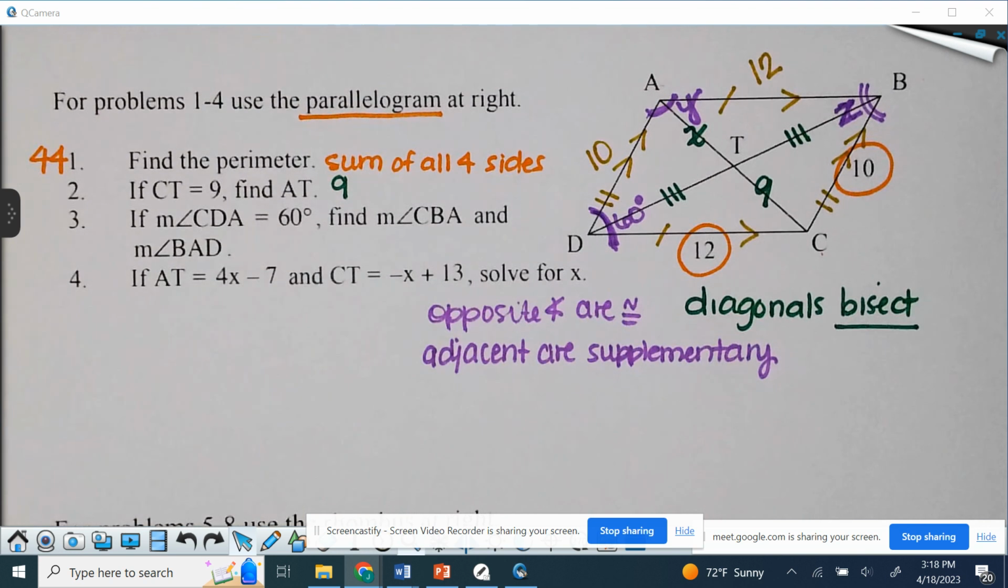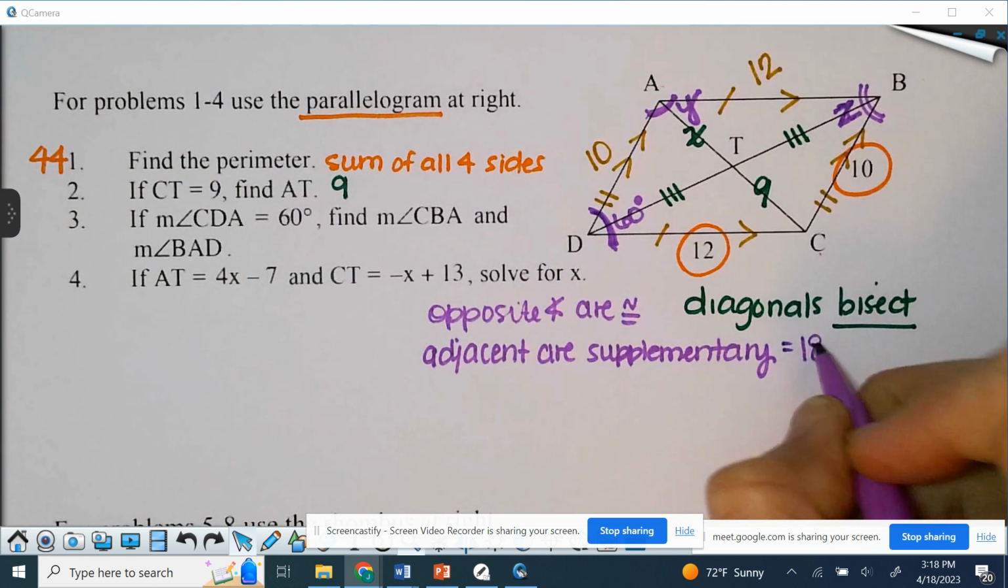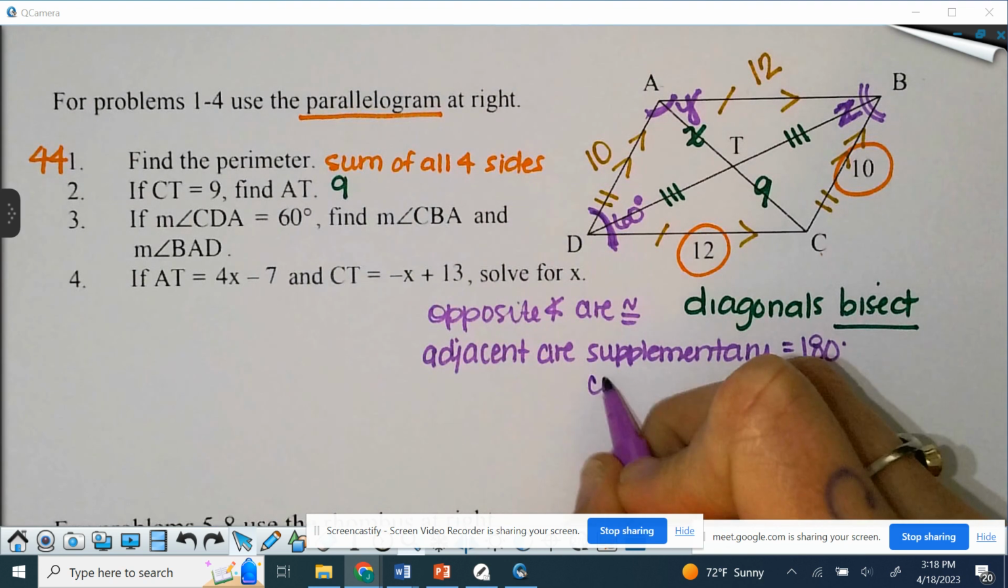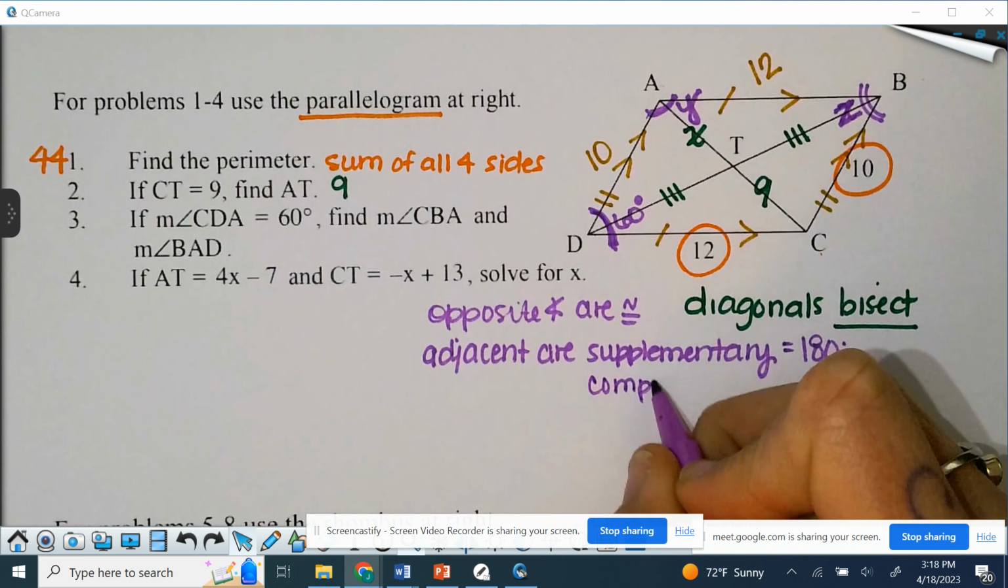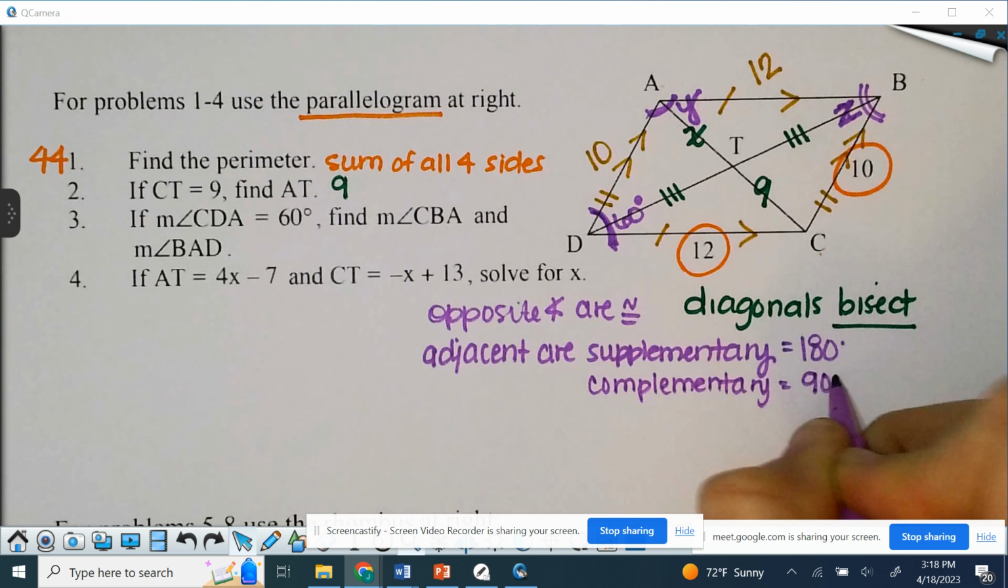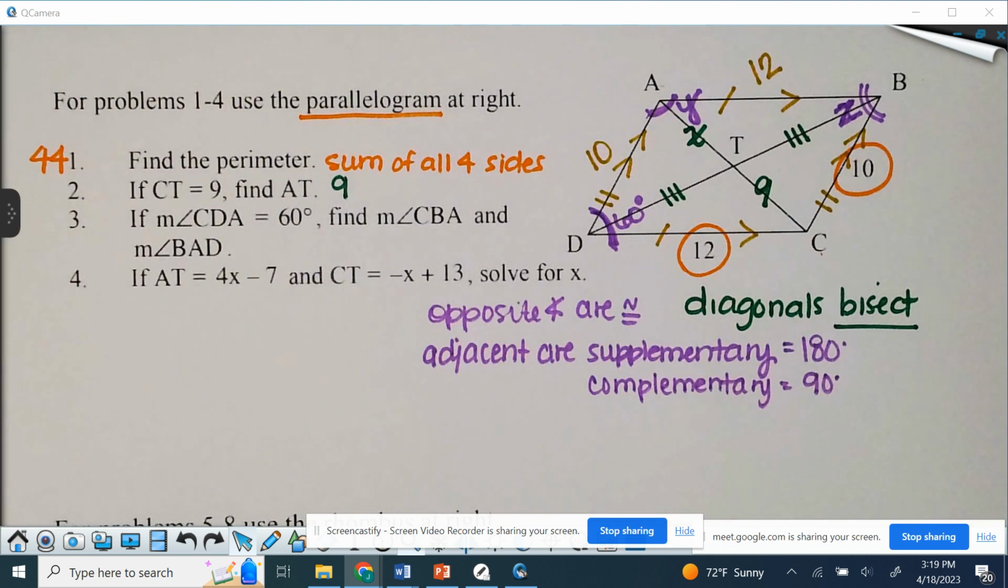Supplementary is 180 degrees. You don't use it in this lesson, but again, just a vocabulary. Complementary, it is a fair game for your EOC, is 90 degrees. So complementary and supplementary are the types of angles. I believe that would have been in Math 2 where you were exposed to those.